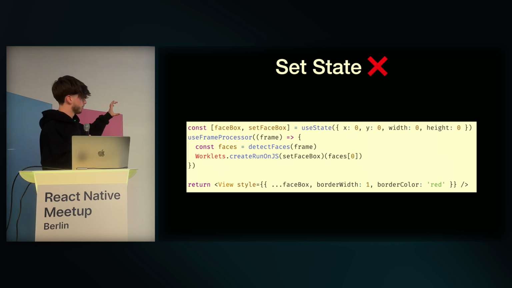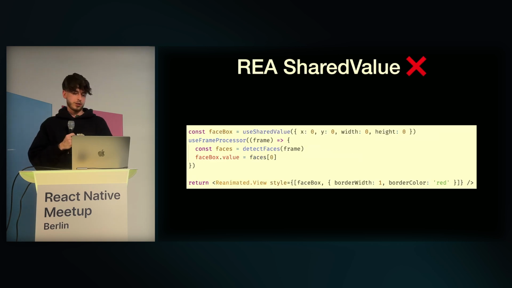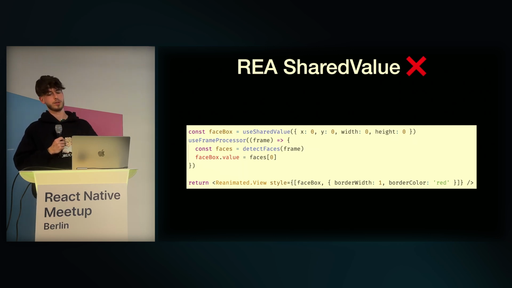We want to render a red box around the user's face. So we set a state to move the view to the user's face. An alternative would be to use Reanimated shared values, which is better. So it's a fair approach because Reanimated is fast and it's a great library. But still, I'm not quite happy with that. In this case, we would also just move the view over to the user's face.